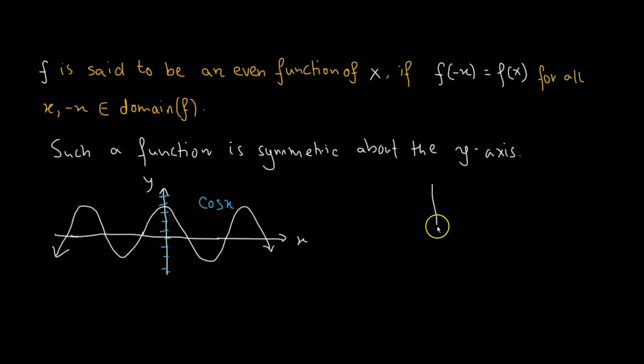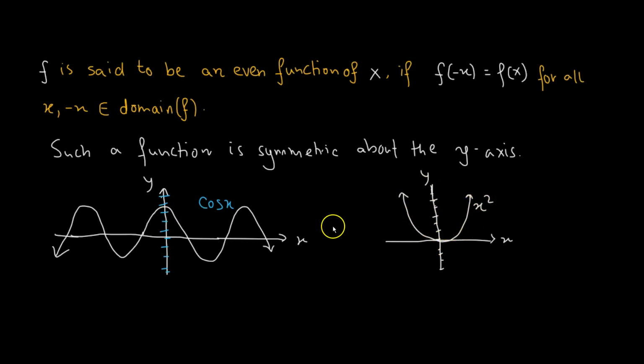A quadratic function, or a parabolic function to be more precise, which is given by x squared, this particular graph is also an even function, because if we draw a mirror about the y-axis, we have mirror symmetry about the y-axis. The left hand side of the graph is exactly equal to the right hand side of the graph.